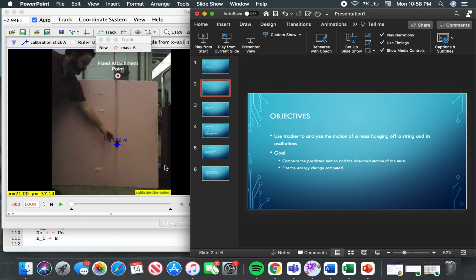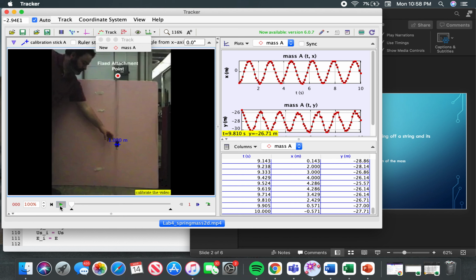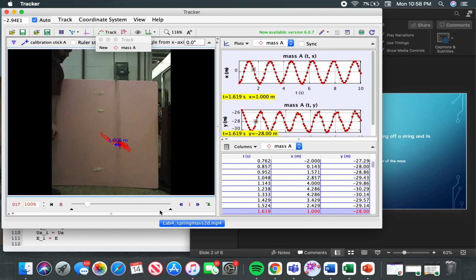So we are going to look at Tracker. So this is the motion. I used the X and Y points, put them into an Excel spreadsheet, and converted it into a CSV file so I could use that in my GlowScript.